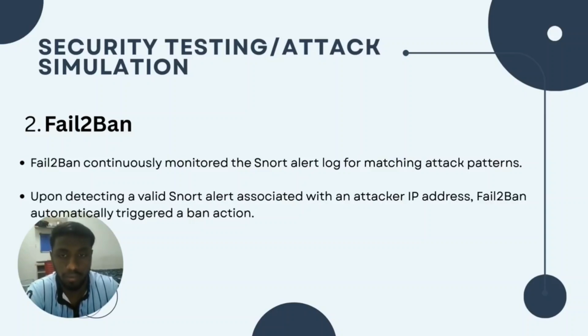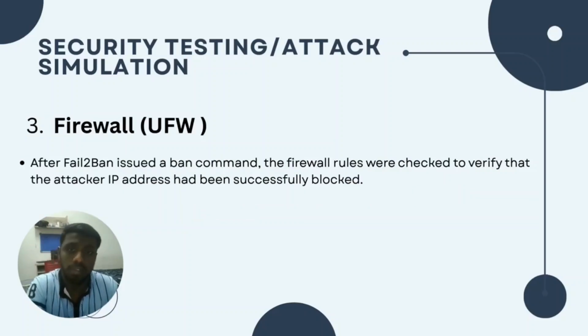But just detecting and monitoring the attacks is not going to fully secure a network. So for that we are using Fail2Ban, which is going to trigger a ban command so that the attacker IP address will be banned from connecting to the network ever again. After receiving a ban command from Fail2Ban toward an attacker IP address, the UFW firewall will check the rules and then verify the attacker IP is banned, successfully blocked from connecting or attacking a service or a target anymore.